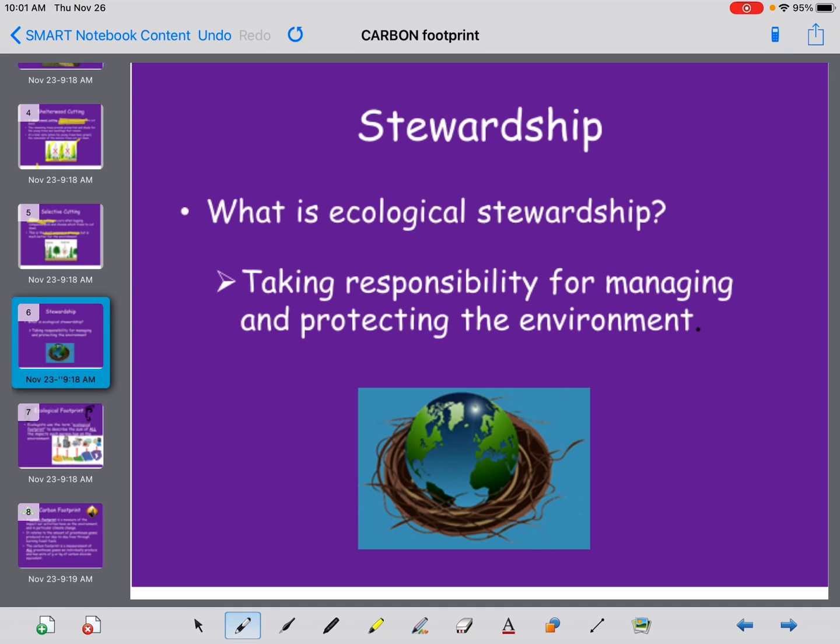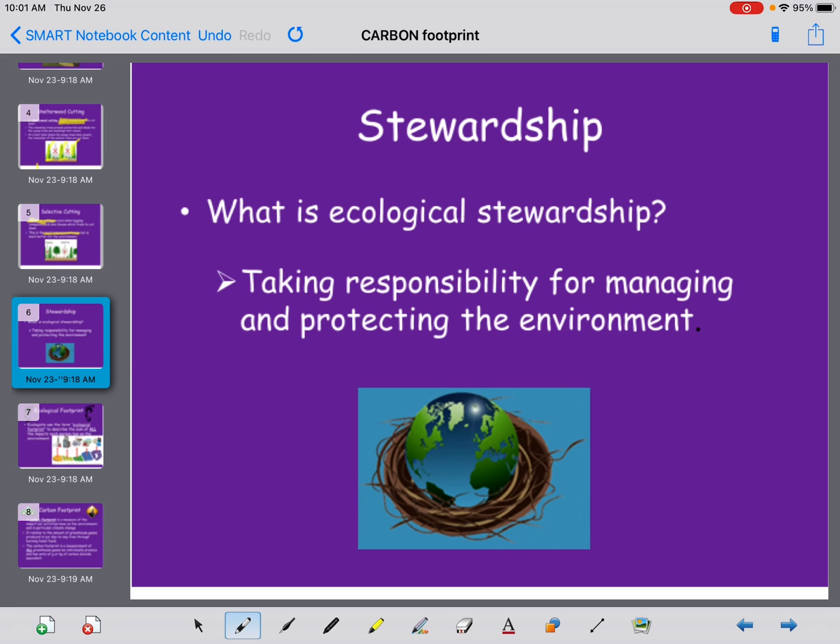So what does that mean? We want to try and maintain and protect our environment, right? So obviously, you're not the owner of a lumber company and you can't make the decision on how you're going to cut down trees. Maybe you are, but.